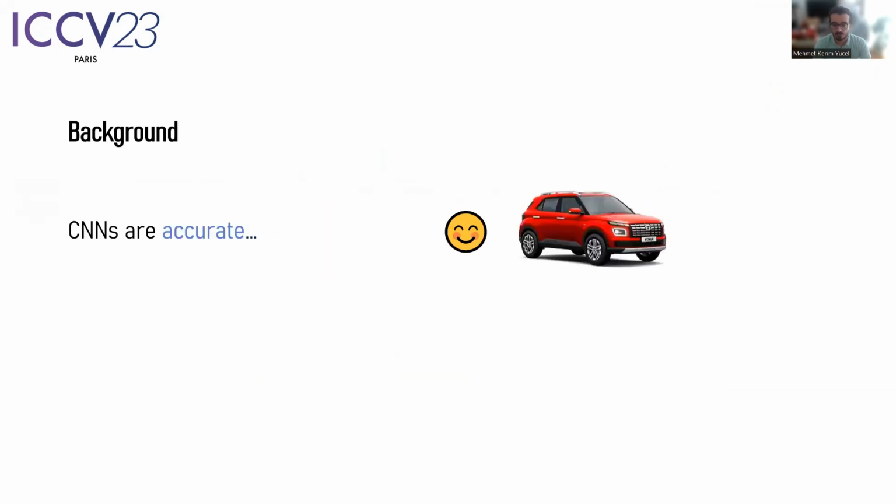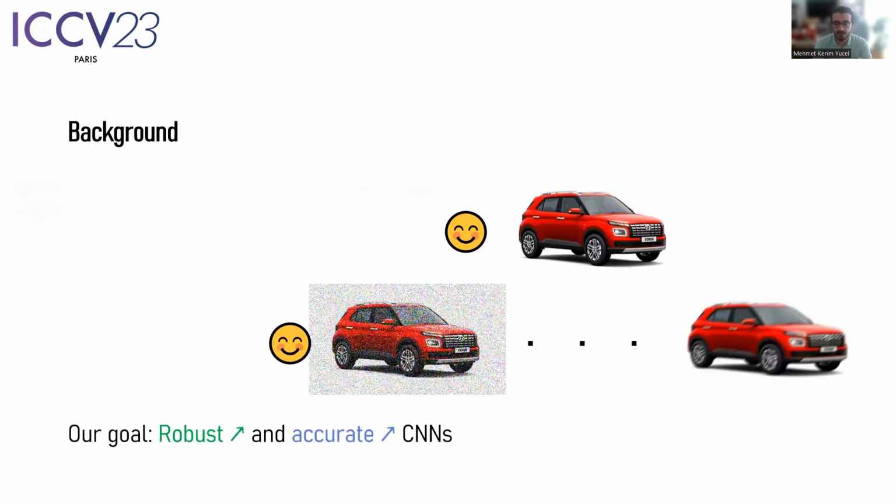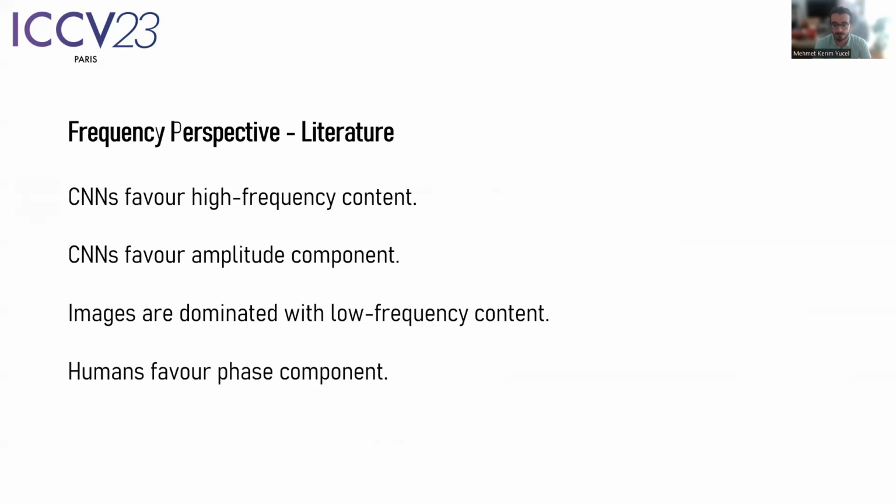The last decade has shown that CNNs are accurate across different tasks and different modalities, but they tend to fail under distribution shifts. The goal of our paper is simple. We want to achieve robust and accurate CNNs.